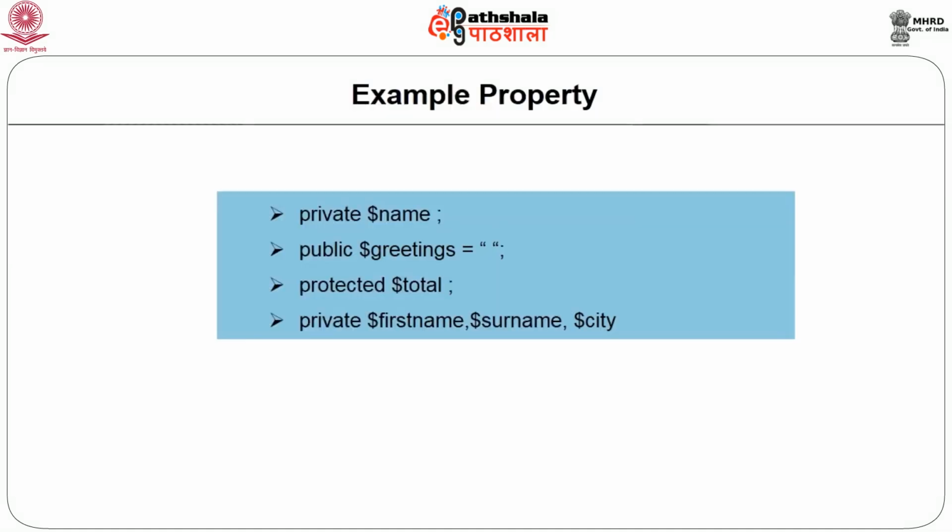These are examples of properties. For example, I define here private $name. So this is one of the properties, the name is name and its access modifier is private. Then I define another, public property, public $greetings, assigned an empty string. So the access modifier for this property is public, the name is greetings. You can in the same way define protected $total, and here I define in a single line private $firstname, $surname, $city. So these are the three attributes or properties with the private access modifier.